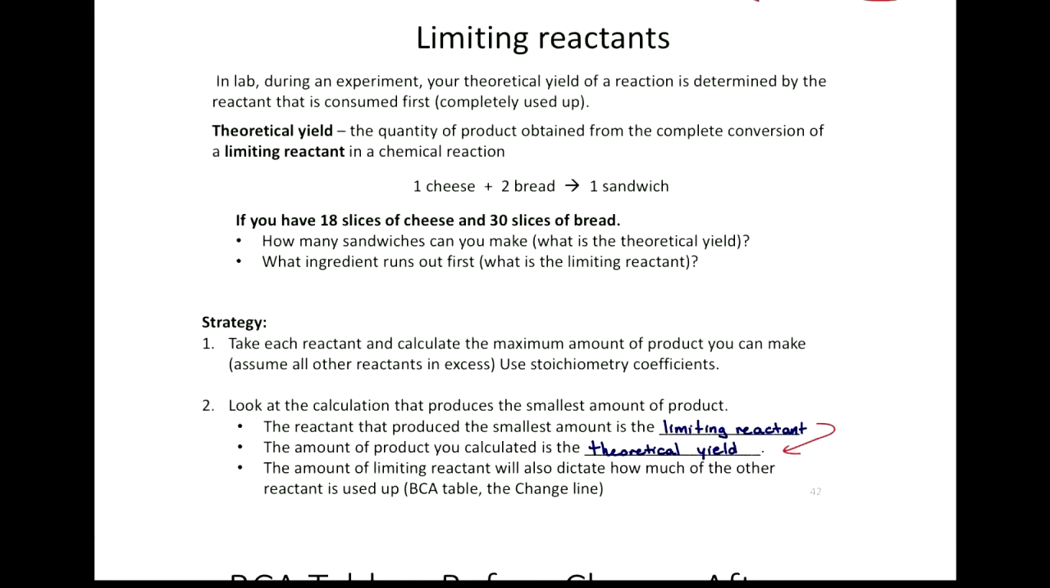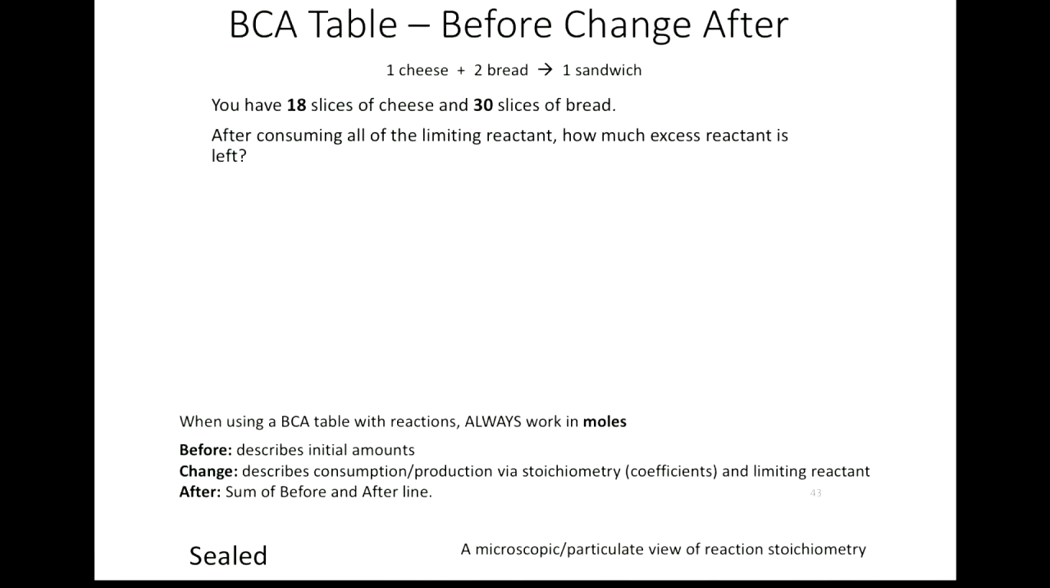You would run out of slices of bread before you can use all the cheese. Okay, yeah, try to correct me. Yeah, so 18 sandwiches is not the correct theoretical yield because you actually run out of bread before. So do I have an example here? Yes, so a way that we can show this is using a BCA table.